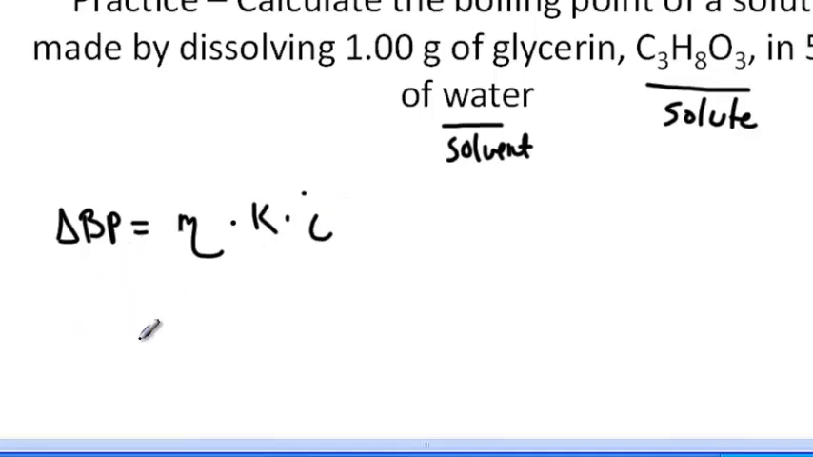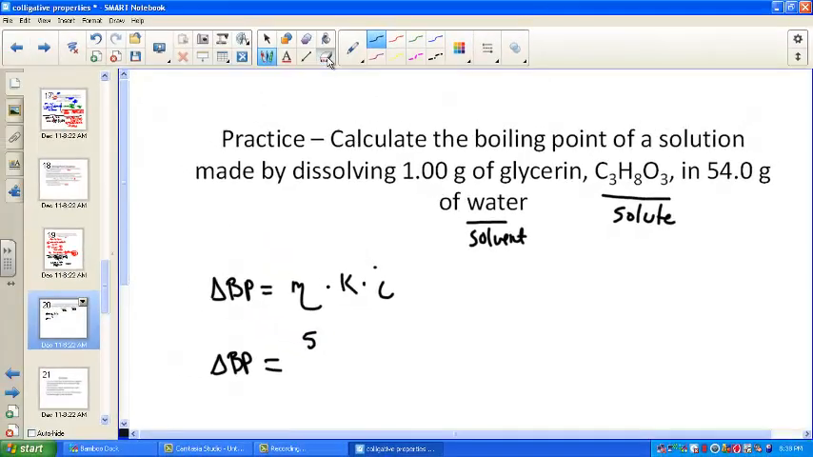We're looking for the change in the boiling point, so we need a molality. All right, molality, what is that defined as? We have 1 gram of solute, which is glycerin, C3H8O3, divided by its molar mass. Let me add that for us. I don't know it by heart.